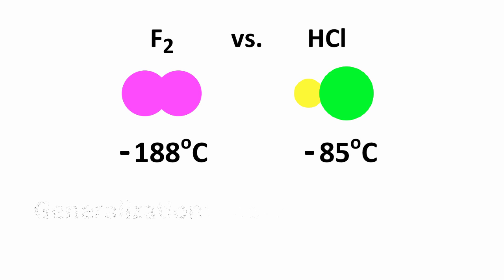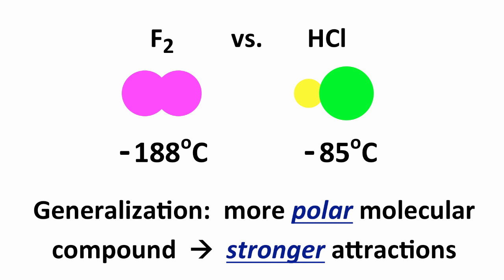And the generalization is the more polar a molecule is, the stronger its dipole-dipole attractions. In this case, HCl has a dipole and F2 doesn't, so of course HCl will have a much stronger dipole-dipole attraction, but if we had a molecule of a similar size with a bigger dipole, then it would have an even stronger attraction than HCl.